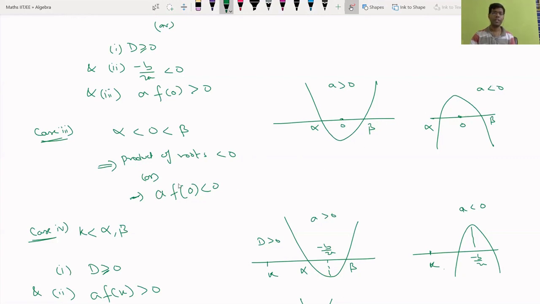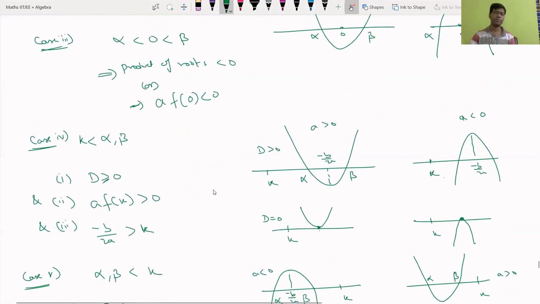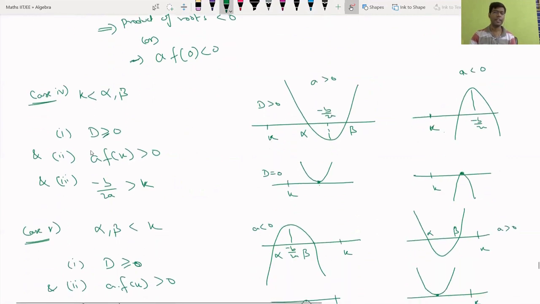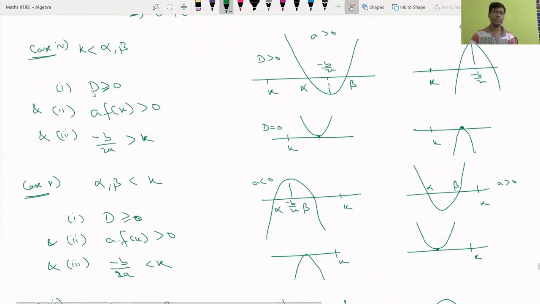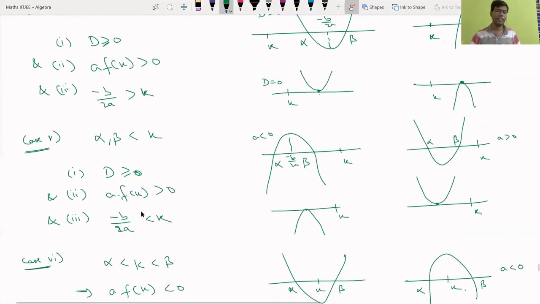So the product of a and f of 0 will be negative. Now that 0 we are replacing with some constant k. So for any number k, we can have similar conditions. But here the three conditions will be my discriminant greater than or equal to 0, the product of a and f of k will be positive, and minus b by 2a will be greater than k. Similarly, when both the roots are less than k, then I will have these three conditions.